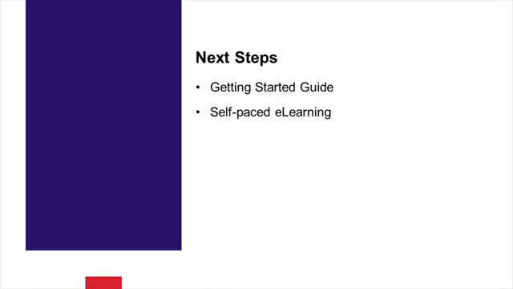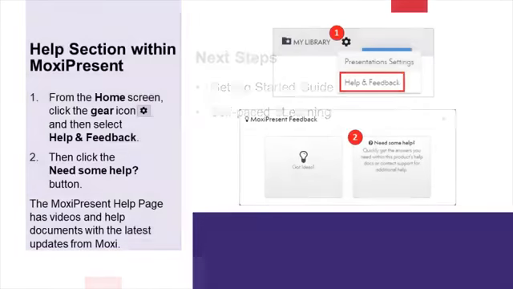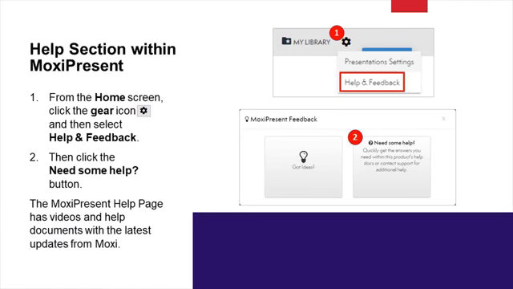There's a Getting Started checklist available on your Learning Center with links to help articles and step-by-step guides. We've also created a couple of self-paced e-learning courses you could take any time of the day or night. MoxiWorks also provides excellent help from within the MoxiPresent application, too. Whenever you're at the home screen, click the gear icon in the upper right corner and then select Help and Feedback. Next, you can click the Need Some Help button. This will allow you to see all kinds of videos and help documents with the latest updates from MoxiWorks.